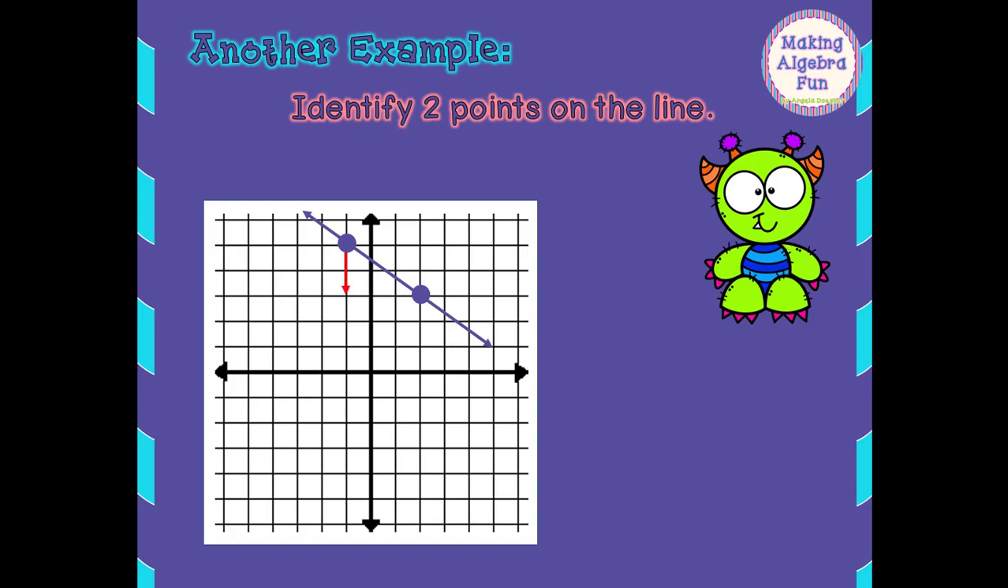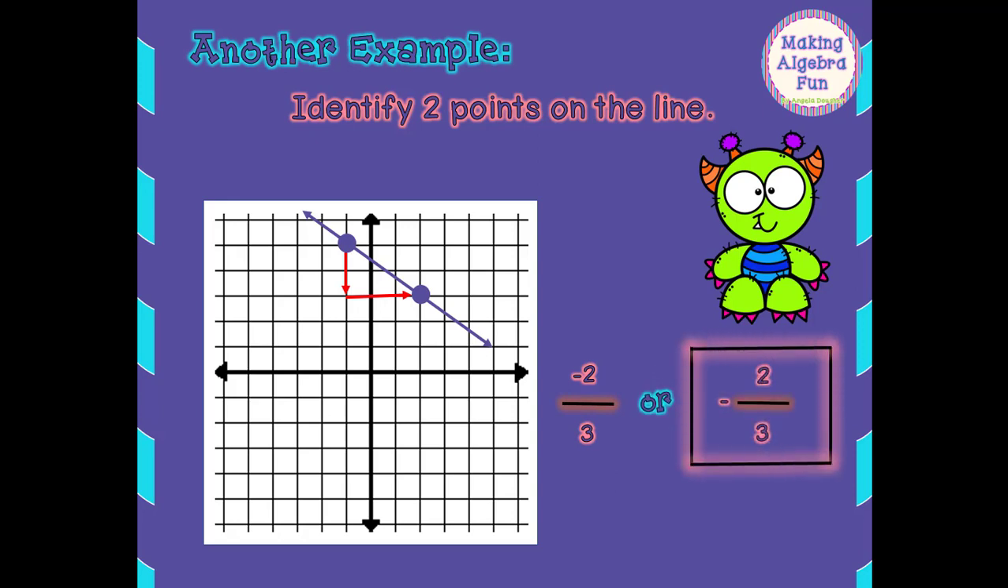And this time, if you count from the top point down, you would be going down 2. So that's -2. And then you would move to the right 3, and to the right is positive. So this slope is -2/3. And remember, if it falls as it moves to the right, like this line does, you would always expect a negative slope.